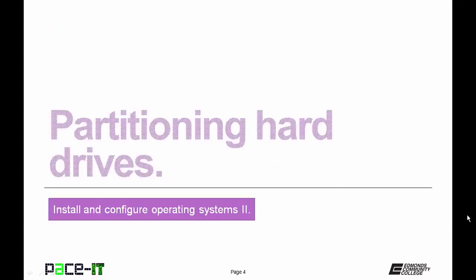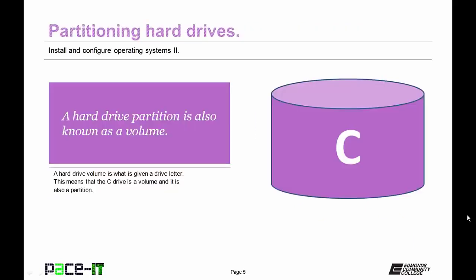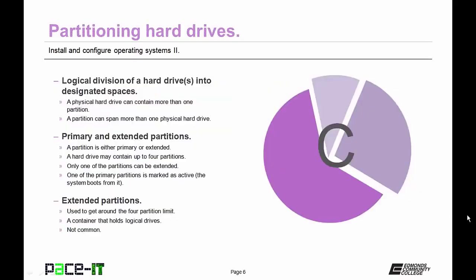So we begin by talking about partitioning hard drives. Now, a hard drive partition is also known as a volume. A hard drive volume is what is given the drive letter. So the C drive, the main drive, is a volume and it is a partition. Keep that in mind. Partitioning involves the logical division of a hard drive or drives into designated spaces.